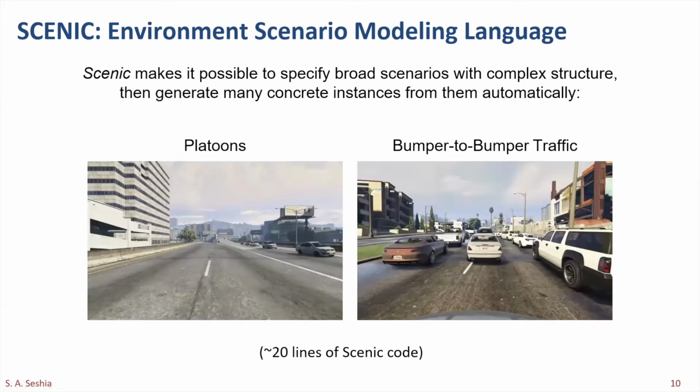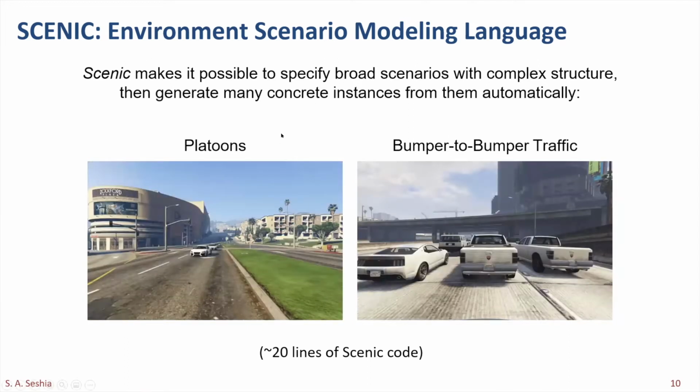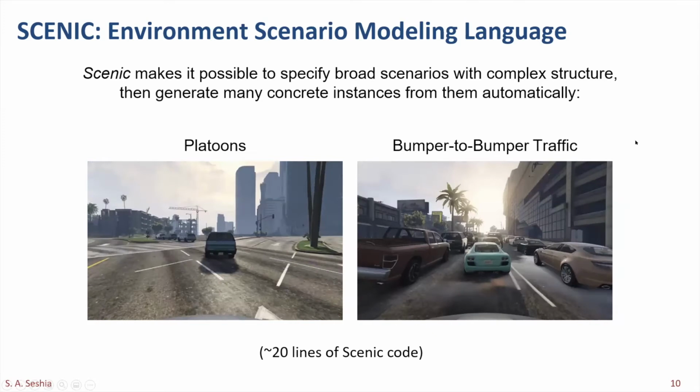So here are two examples of the static feature of Scenic. On the left, specifying a platoon of cars. On the right, specifying bumper-to-bumper traffic. And you can do this in about 20 lines of Scenic code, and they're all fairly readable.